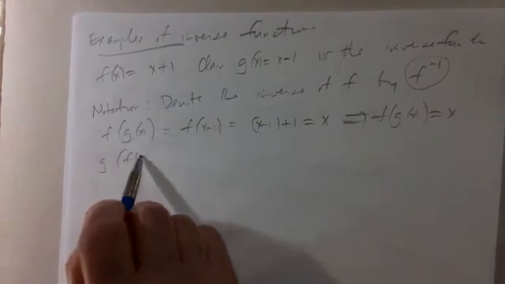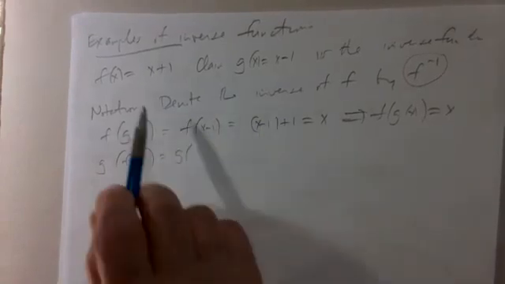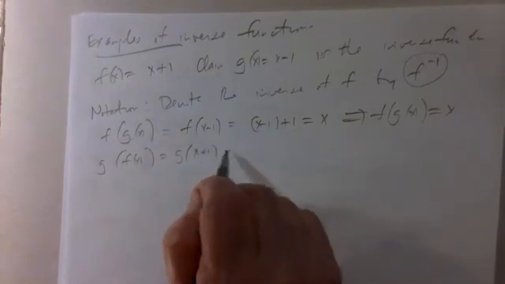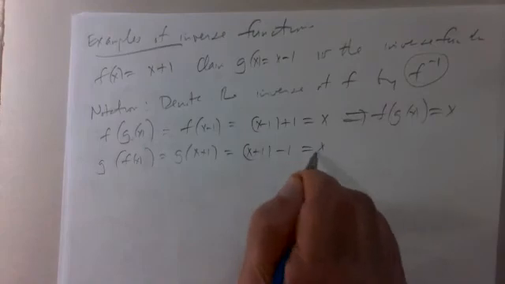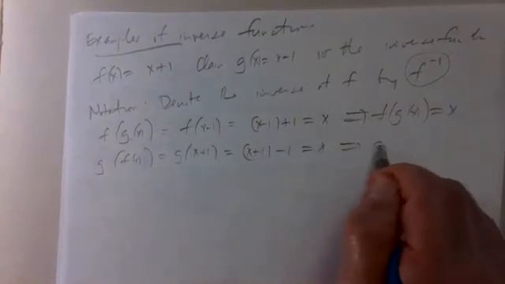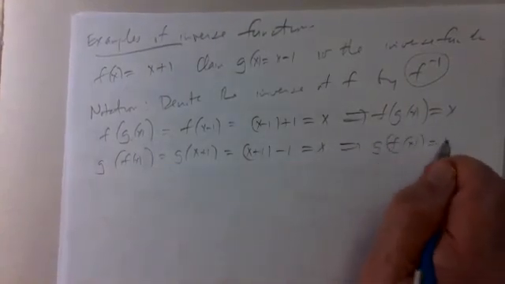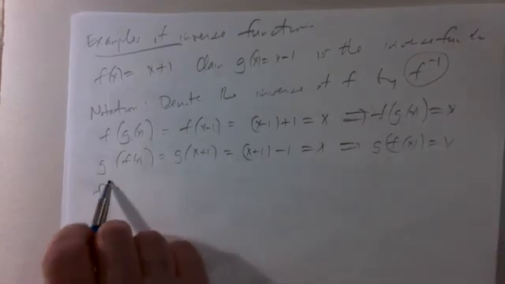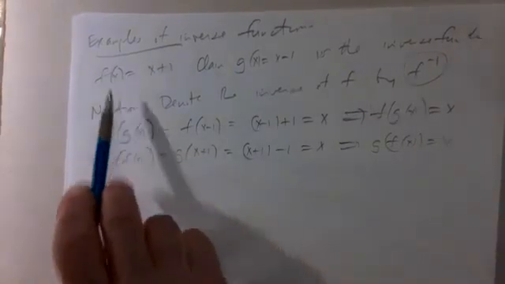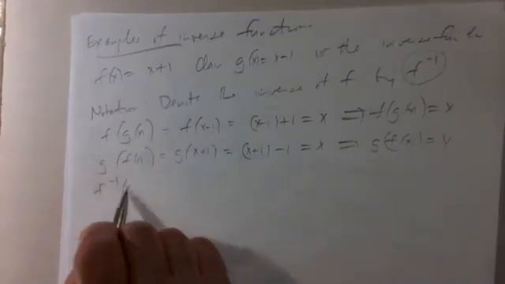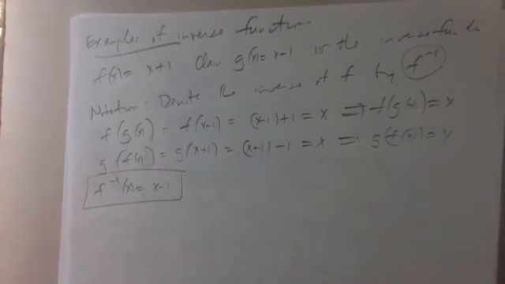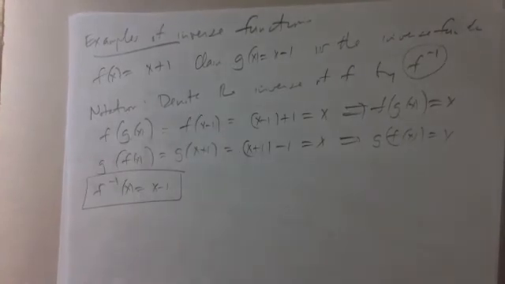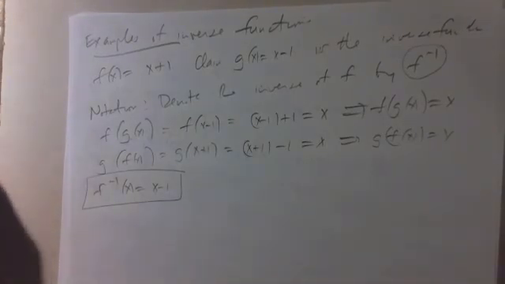And what about g of f of x? That's g of x plus 1. That's x plus 1 minus 1, or x. So g of f of x is equal to x. So if f is x plus 1, f inverse of x is x minus 1. Okay. That's a simple example of an inverse function.